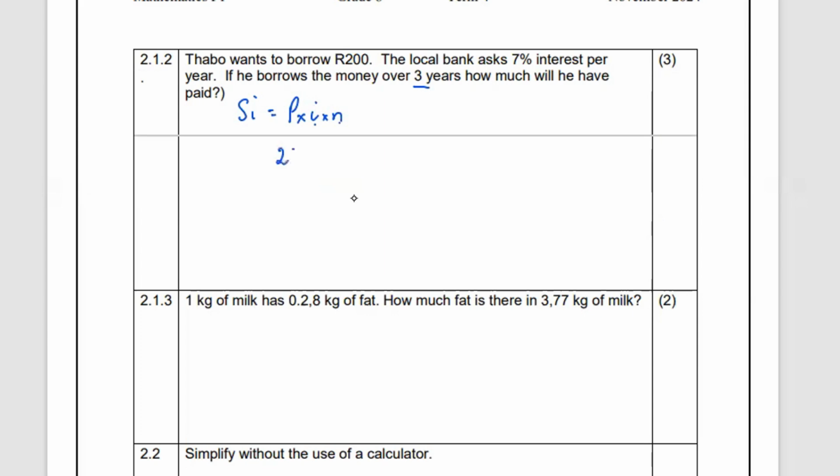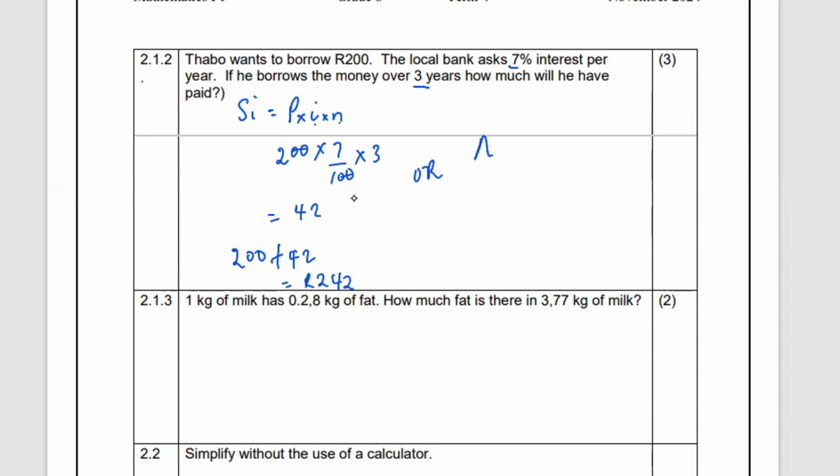So if I get my 200 times the rate, which is 7%, given as 7 over 100, and then N is the period, which is 3. If we simplify this, these 2 zeros can cancel those 2 zeros. I have 2 times 7 times 3, which gives me 42, which means that in total, Tabo must pay the 200 but also the extra 42 rands, which becomes 242.